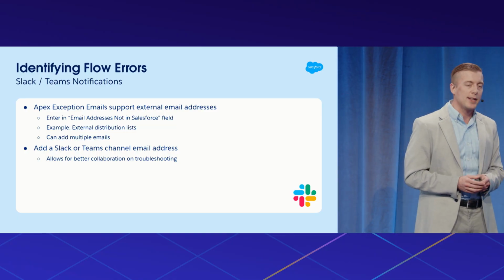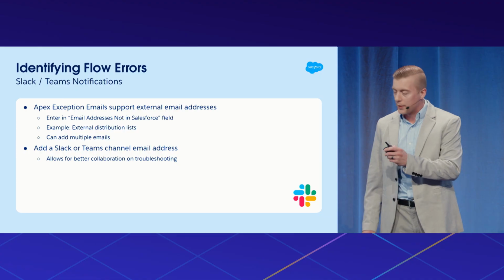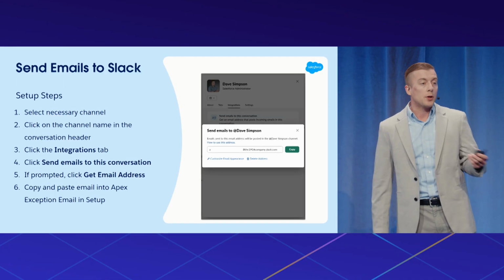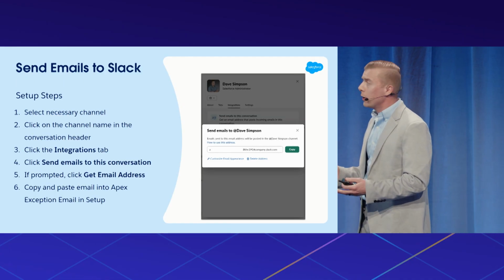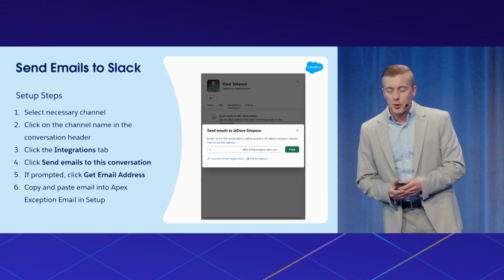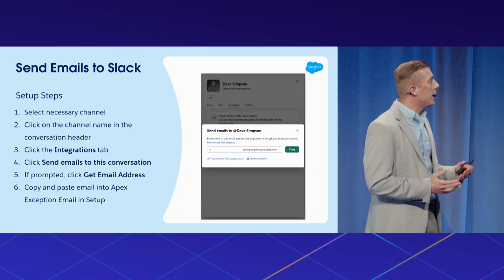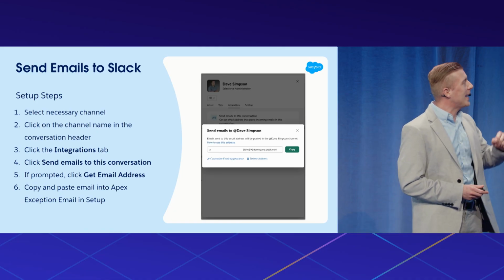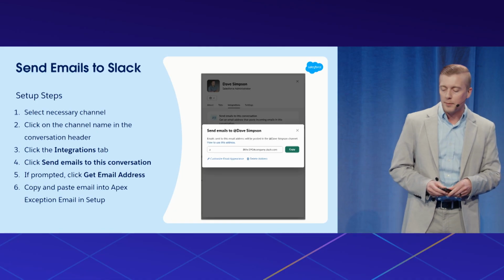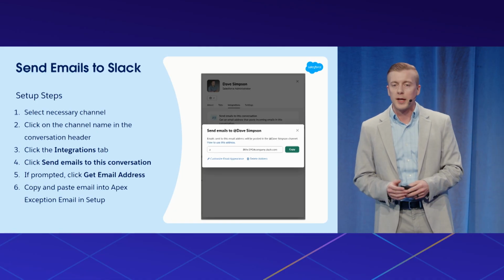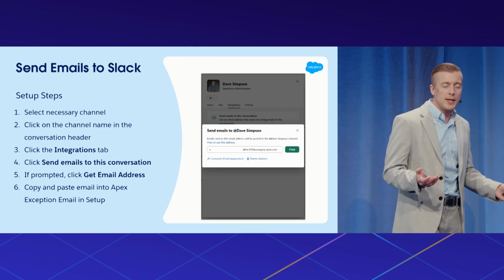Most of it is done inside of Slack, so let's go over the steps. So you'll go into Slack, you'll either create a channel, or you'll find an existing channel, and you'll click on the header name so you can open up the settings, and you'll go to integrations. In the integration section, there will be the send emails to this conversation button. And if you give that a click, the first time you do it, it'll ask you if you want to generate an email, and you'll say yes, of course.